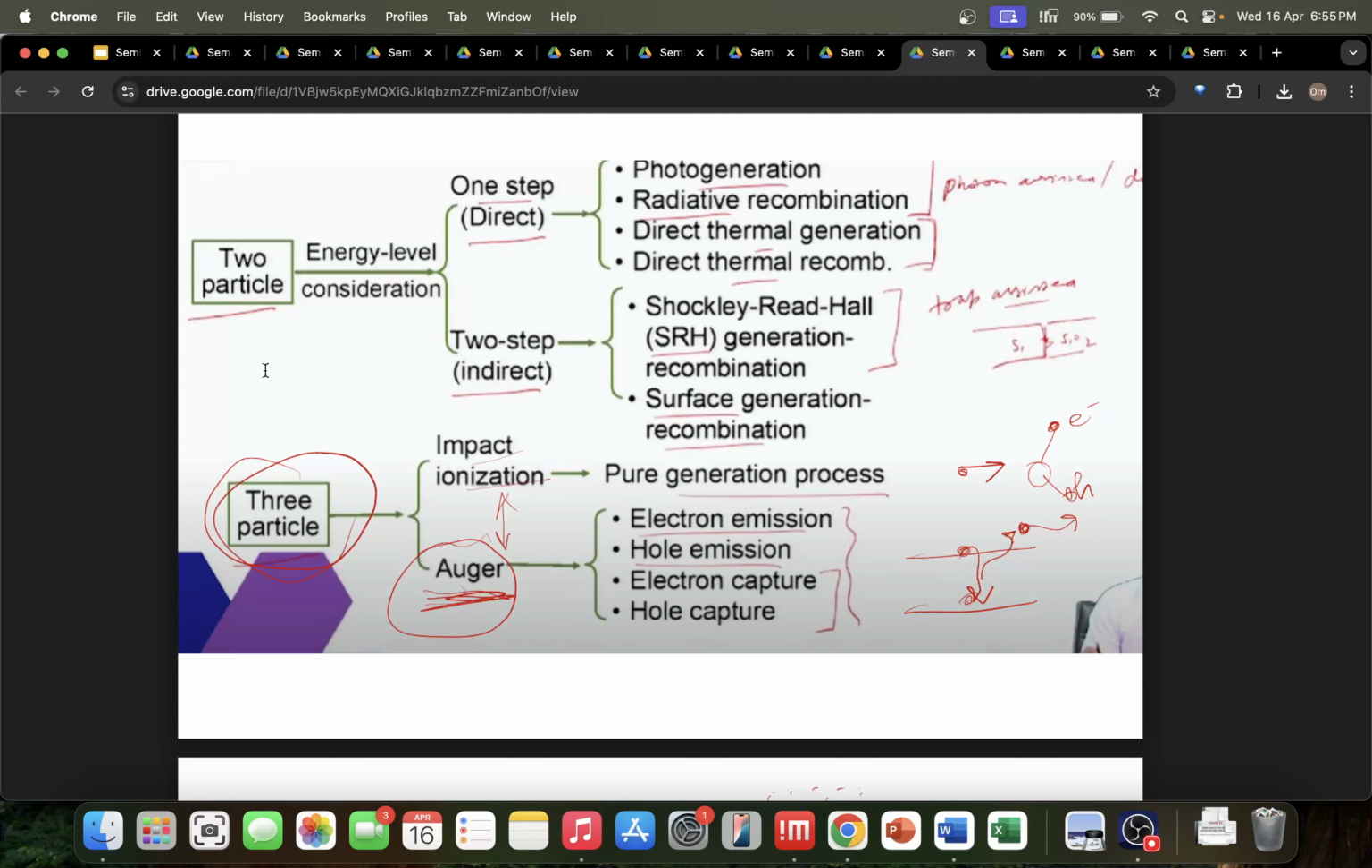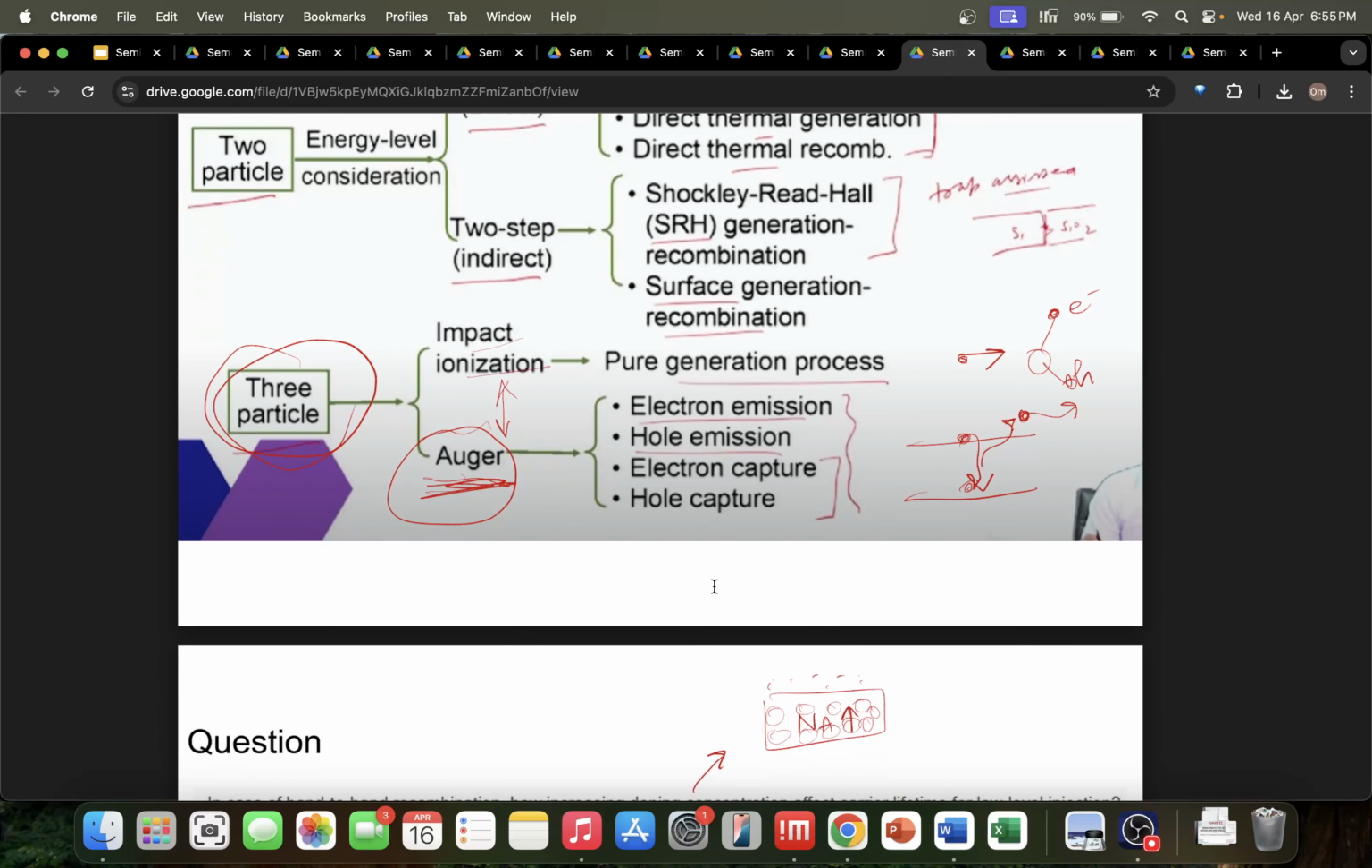It can be two-particle interaction or three-particle interaction. And based on the band gap, direct or indirect, we have different kinds of generation recombination mechanisms. Either it is radiative or non-radiative, that is thermal. Indirect is a two-step process. It has SRH, which is trap assisted, or surface recombination. In three-particle, we have impact ionization for the generation, and the opposite of it, Auger, is the recombination where three particles interact and transfer the energy.